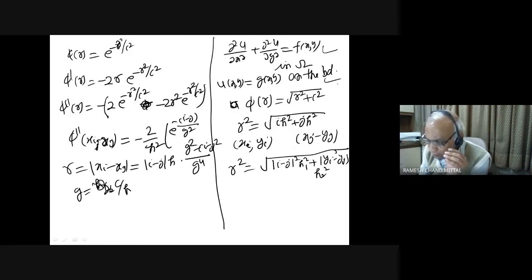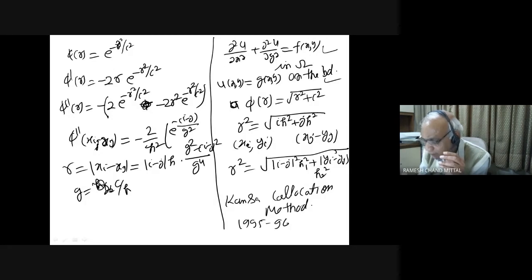The point which I am saying again and again is that inherently, this is the Kansa collocation method which I have discussed just now. Kansa was the first person who gave this method, in 1995-96, using multiquadric or other RBF basis functions, and the system can be solved.